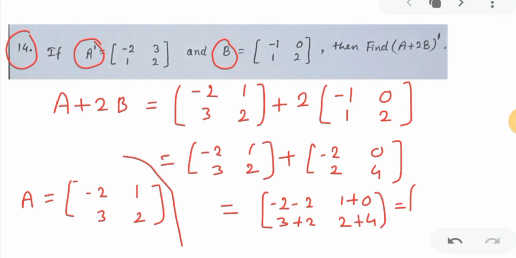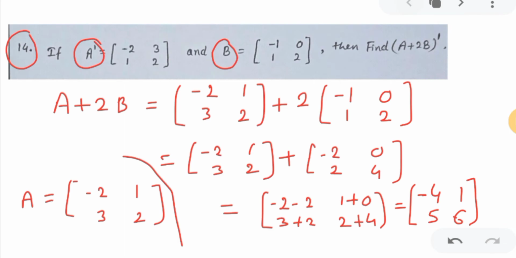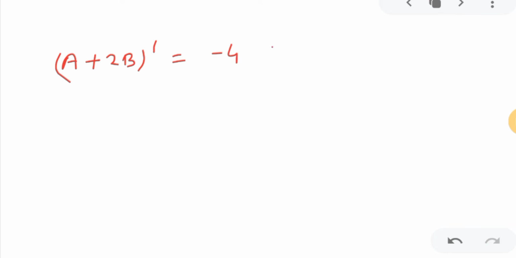So -2 -2 is -4, correct? And 1 plus 0 is 1. 3 plus 2 is 5. 2 plus 4 is 6, correct? So [-4, 1; 5, 6]. We got A plus 2B. Now we have to find (A plus 2B) transpose, correct? So (A plus 2B) transpose will be the transpose of this matrix, [-4, 1; 5, 6], correct?